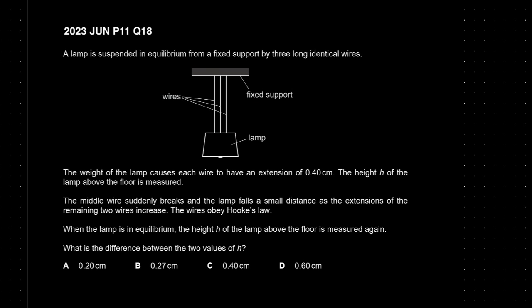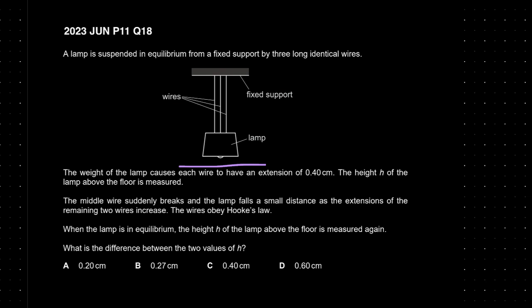Alright, question 18. A lamp is suspended in equilibrium from a fixed support by 3 long identical wires. Weight of the lamp causes each wire to have an extension of 0.4 centimeters. The height h of the lamp above the floor is measured. So this is above some floor. The middle wire suddenly breaks and the lamp falls a small distance as the extensions of the remaining 2 wires increase. The wires obey Hooke's law. When the lamp is in equilibrium, the height of the lamp above the floor is measured again. What is the difference between the two values of h?